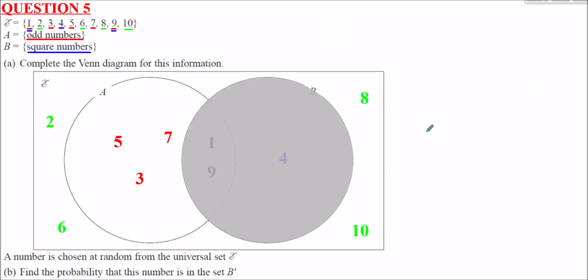So therefore, for part B, the probability of a number being in the set B dashed is the 7 numbers I could choose from out of the total of 10 numbers altogether in the universal set. So therefore, the chance of a number being picked being in the set B dashed is simply 7/10.